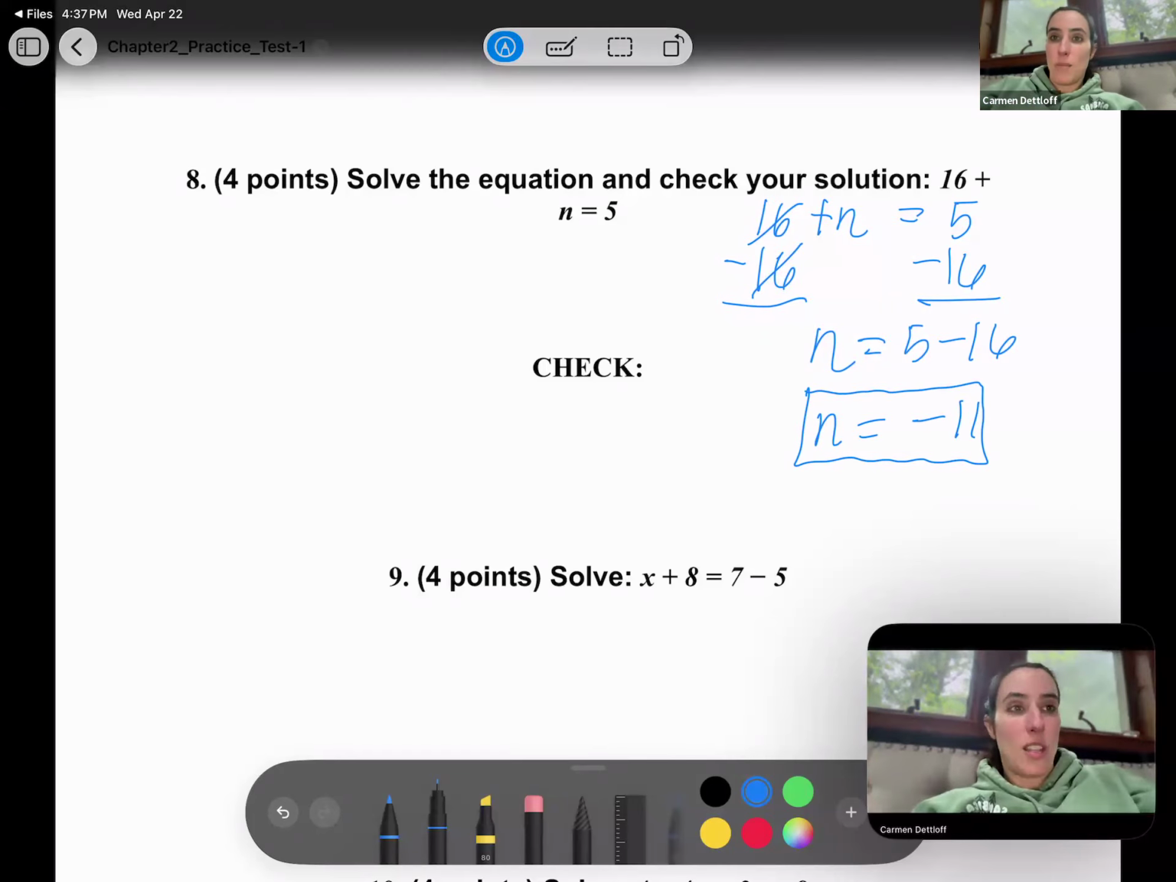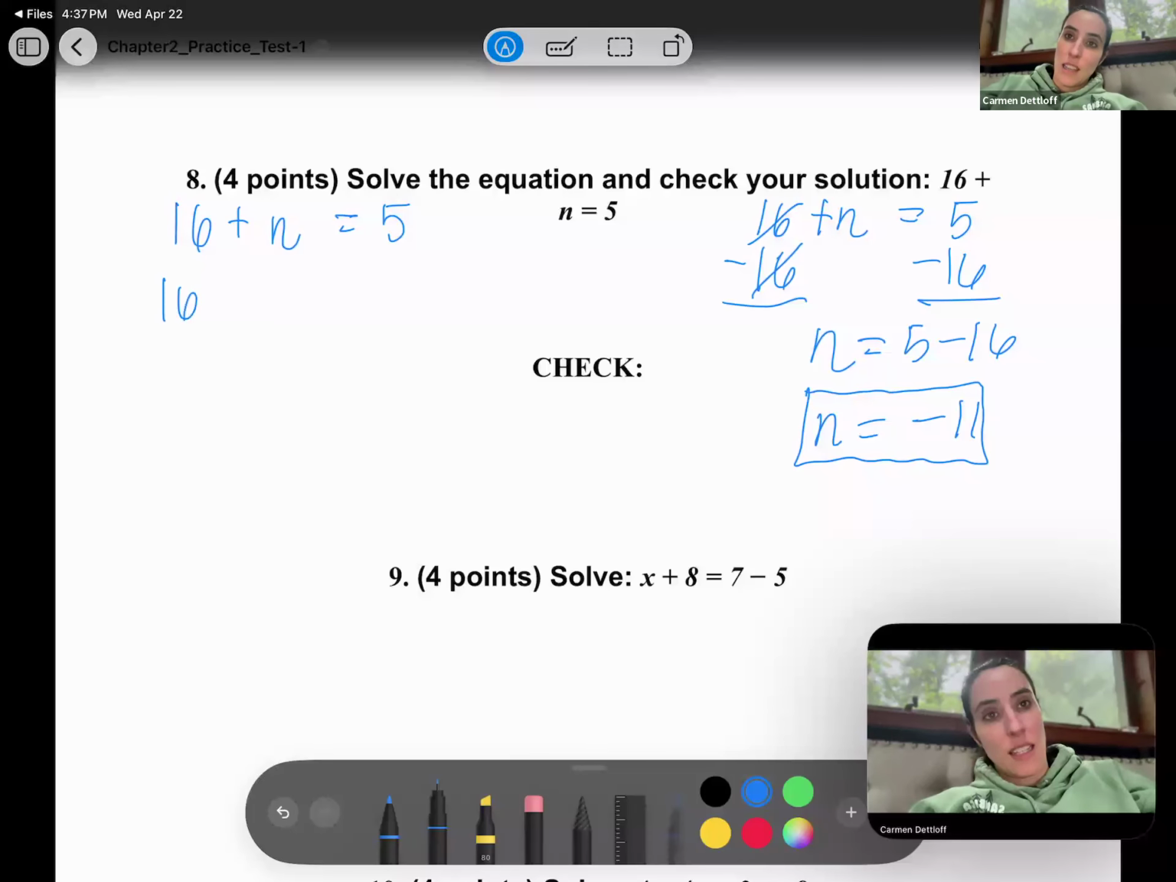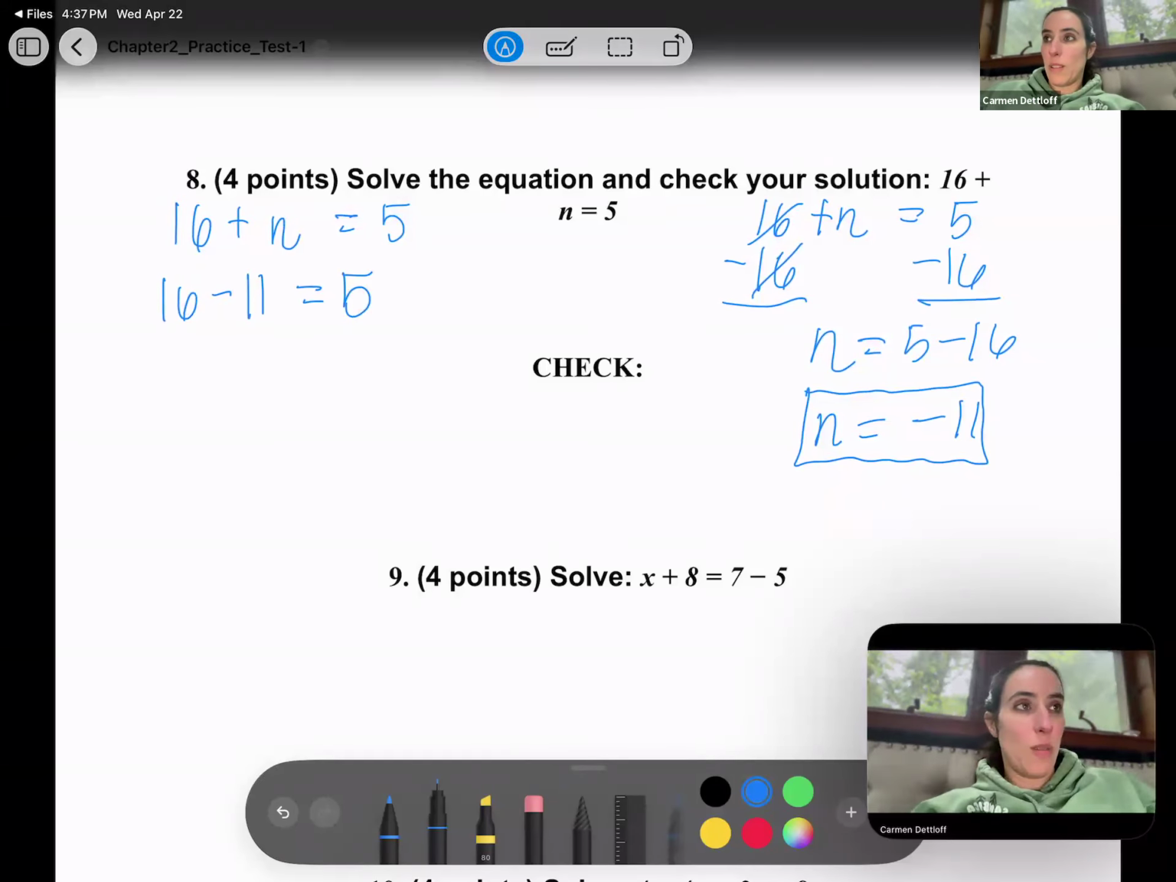Okay, then it tells me I should check it. So I am going to check this. My original equation was 16 plus n equals 5. So I'm going to plug in negative 11. 16 minus 11 equals 5. Well, that's poorly written. I'm going to undo that.